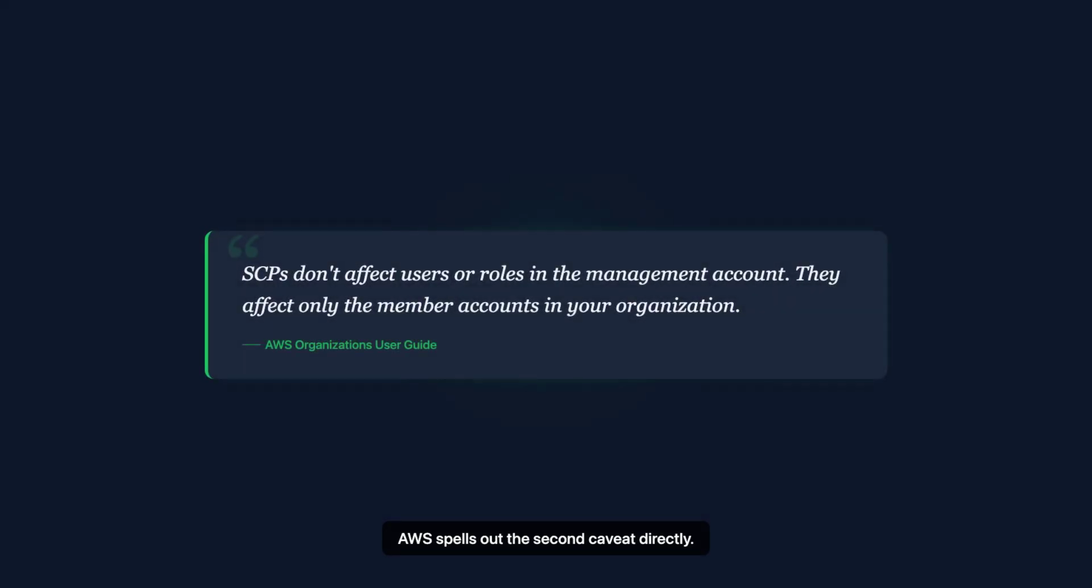Amazon Web Services spells out the second caveat directly. SCPs don't affect users or roles in the management account. They affect only the member accounts in your organization. So if a question describes a workload running in the payer account that's somehow being blocked by an SCP, that's a wrong answer. The payer account is outside the guardrails entirely, which is exactly why nothing important should live there.